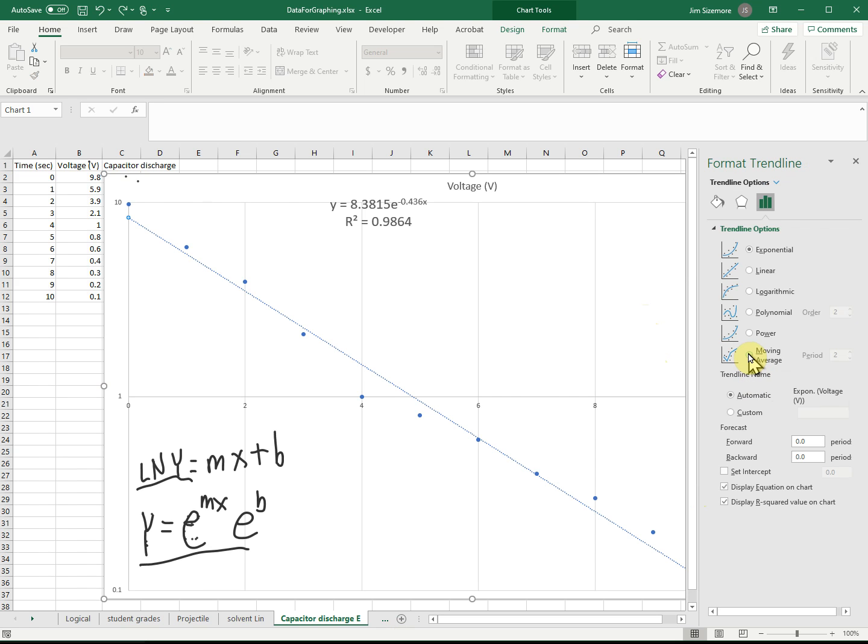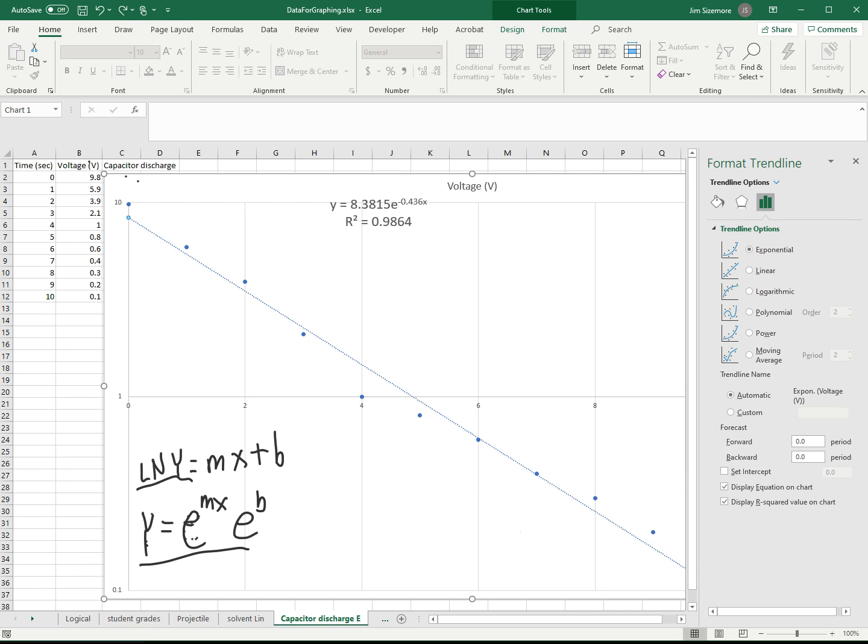Moving average is for like sales numbers. It's good for business people. Polynomial, that can fit an elephant. It's generally not scientifically based. Logarithmic, linear, exponential, and power are what we consider to be the scientifically based kinds of fittings. There are others, like an Arrhenius plot and things like that. But we'll get into that a little bit later.